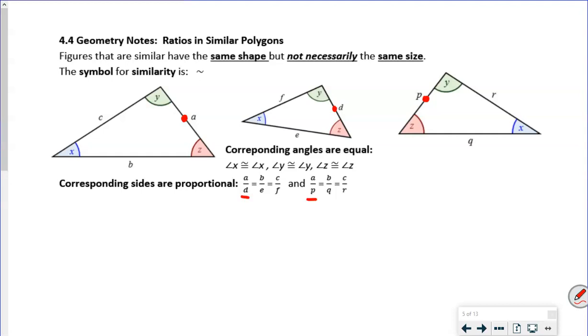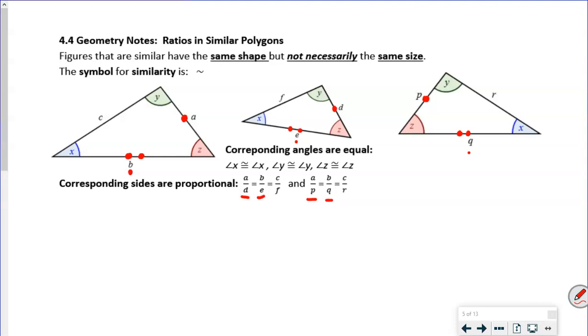So I'm going to create a ratio of that. Then I'm going to talk about B. For B, I'm going to put two dots on this side. Now that doesn't mean that these sides are congruent. They're not, but they do have a relationship because they are between angles X and Z, here and here. So once again, we have B over E, and we have B over Q. You see that? B over Q there, okay?